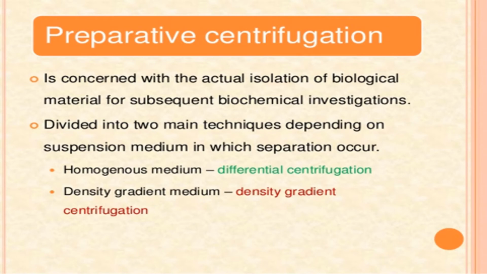Now the preparative centrifuge: this machine is concerned with the isolation of biological material. It is divided into two main types, homogeneous medium and density gradient medium. Differential centrifugation is where the medium has the same density, and we do successive centrifugation. In density gradient centrifugation, we make a density gradient and then separate the substances according to their density.